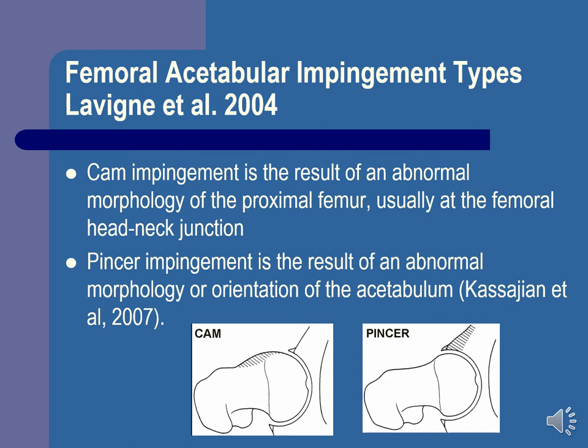The two images on the bottom: on the left is CAM impingement, which is the result of abnormal morphology of the proximal femur at the femoral head and neck junction. And on the right of that is the pincer impingement, which is the result of abnormal morphology or orientation of the acetabulum. And these, combined or in isolation, can lead to altered mechanics at the hip. Again, this could potentially influence the labrum and potentially promote early wear and tear of the joint.